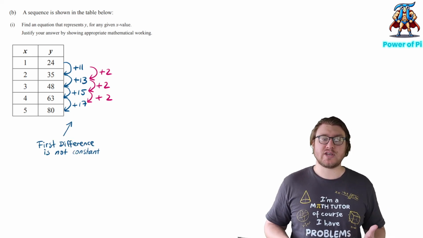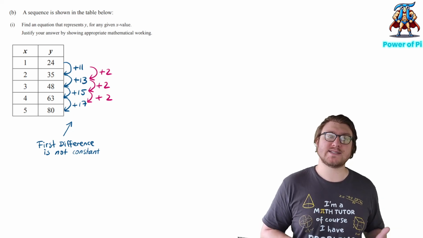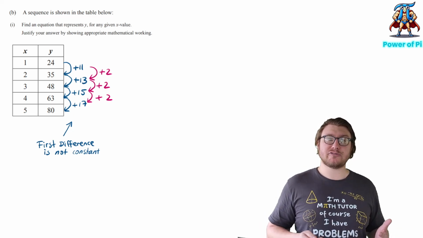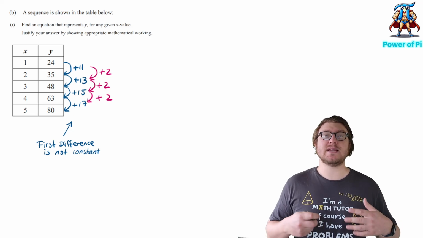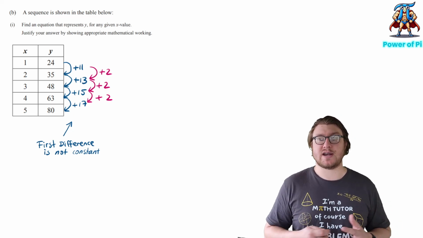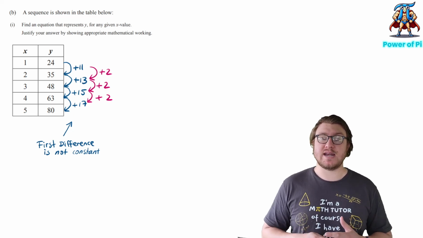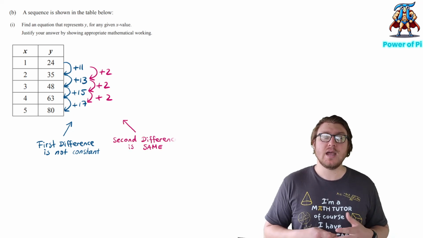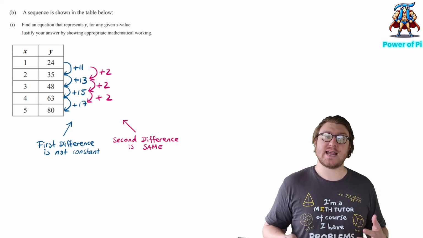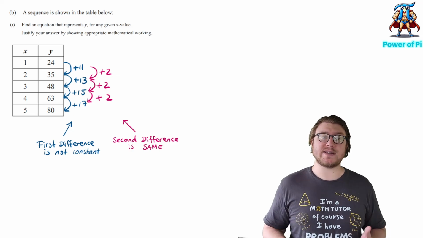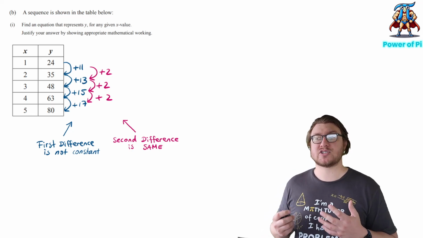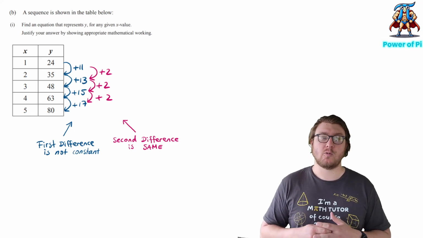So let's have a look here. The first difference, what does that tell us? The first difference is not the same. That means we do not have a straight line. If that number was the same, then we would have a linear equation. But the second difference being the same tells us that we have a quadratic equation. So we have a squared term in our working.